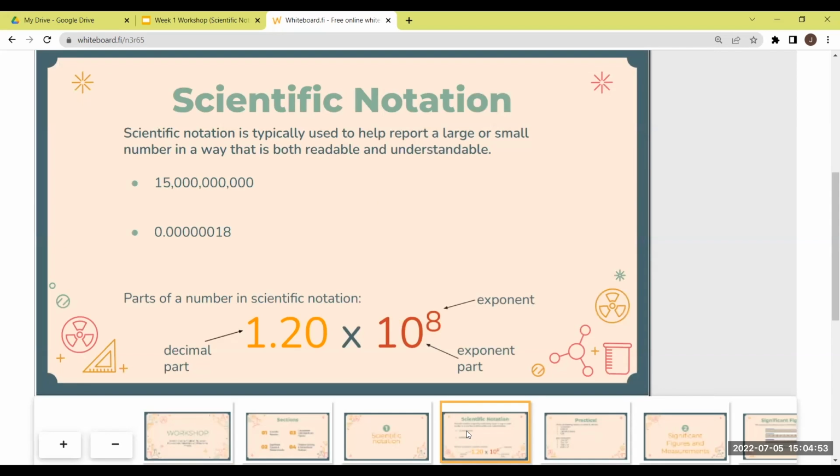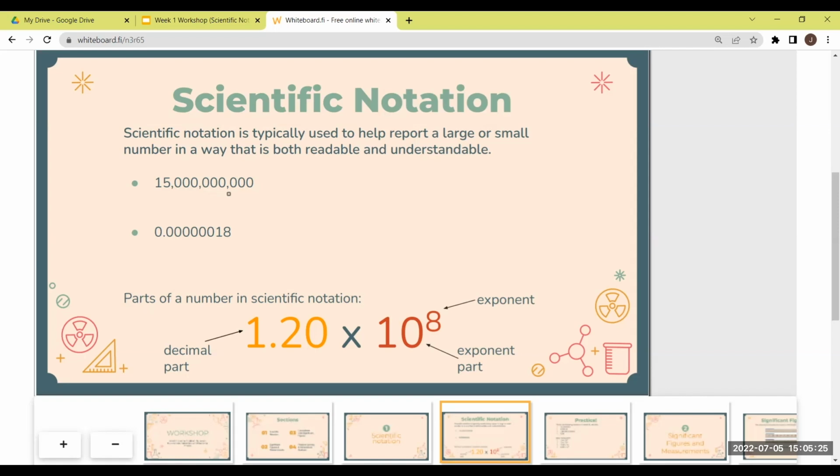A quick little recap. Scientific notation is typically used to help report a large or a small number in a way that is both understandable and readable to others. So we see this first example. We have 15 billion. That has like 9 zeros. It can be quite cumbersome to write 9 zeros every time you do a calculation, or for another reader to look at it. It's very annoying to have to read and count every single zero just so they can understand what number you're referencing.